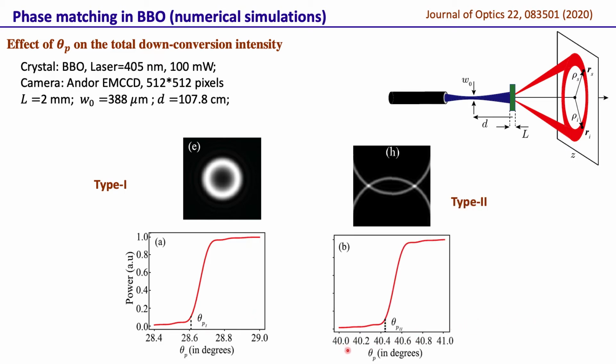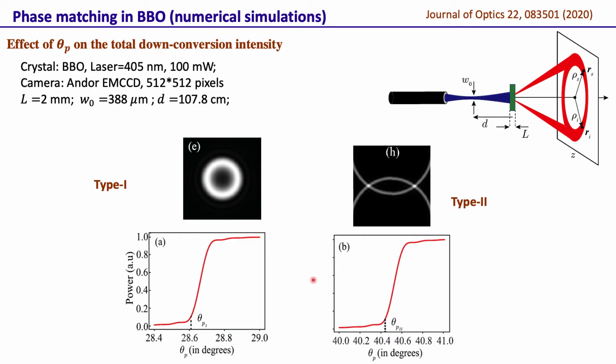In the case of type 2, we have to go to theta p around 40.4, and before that there's no type 2 being satisfied. Around 40.4, the type 2 phase matching conditions start to get satisfied, and at that point we start with 2 blobs here, and then if we increase theta p from there on, we have these 2 rings. Again, from 40.4 to 40.6, it achieves the maximum down conversion efficiency, and after that if we increase theta p, the only effect is that it increases the size of the ring, but the total power contained in those rings remains the same.